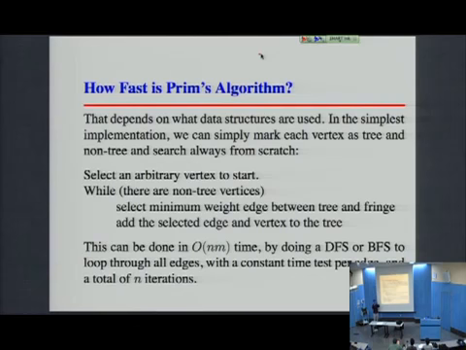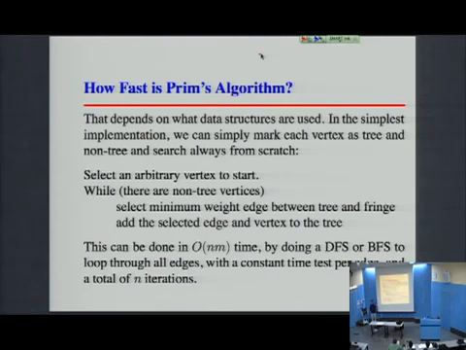If both endpoints are in the tree, we're not going to want to consider the edge, because adding it would create a cycle. If both endpoints are not in the tree, then we can't add this edge yet because it's not adjacent to our tree. So it should be clear that in order m time, we can sweep through to figure out what the next edge to add is. And this would give us an n times m implementation of Prim's algorithm.